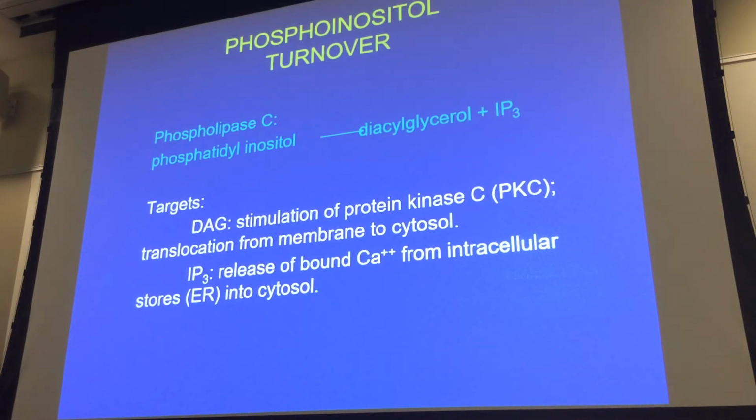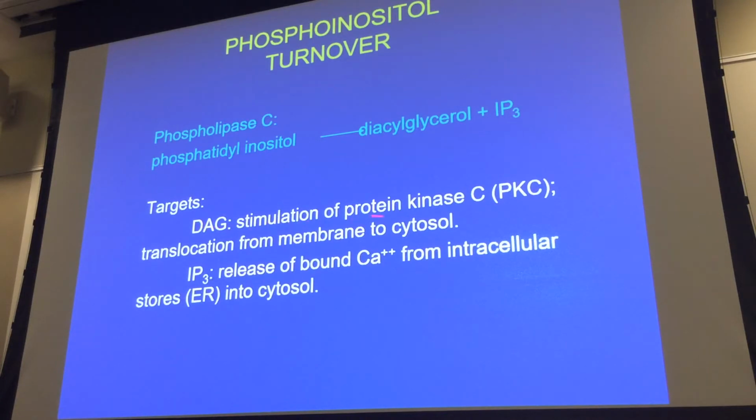But there's a specific enzyme that's activated by G proteins called phospholipase C. And what phospholipase C does is it converts phosphatidylinositol into two different molecules, diacylglycerol and IP3, which is inositol triphosphate. These are two different messengers, okay? These produce two entirely different mechanisms.